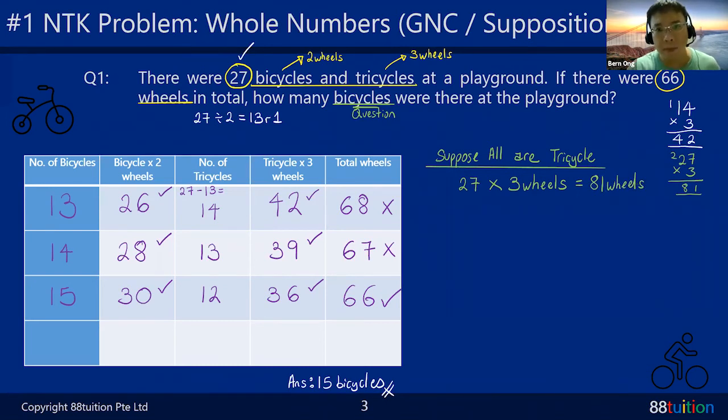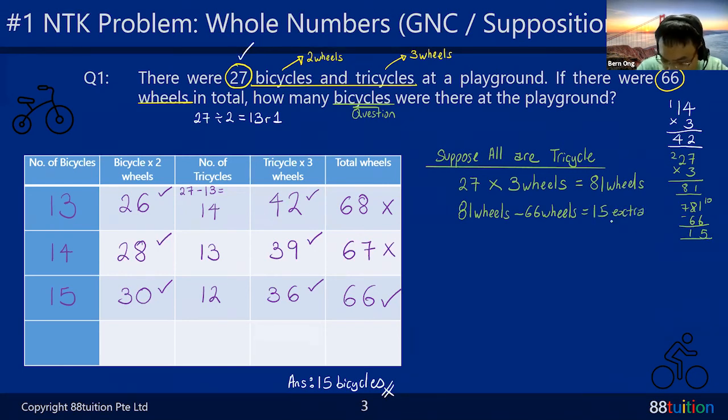Hey, but something is wrong. The question says that there's only 66 wheels, right? Okay, you are right. So let's go and find the difference. How come got this difference in wheels? So I take the 81 wheels minus the 66 wheels. That will give me a quick subtraction. Borrow 1, 2, 3, 4, 5, 6, 5, and a 15. So there are these 15 what? Extra wheels. There are these 15 extra wheels.